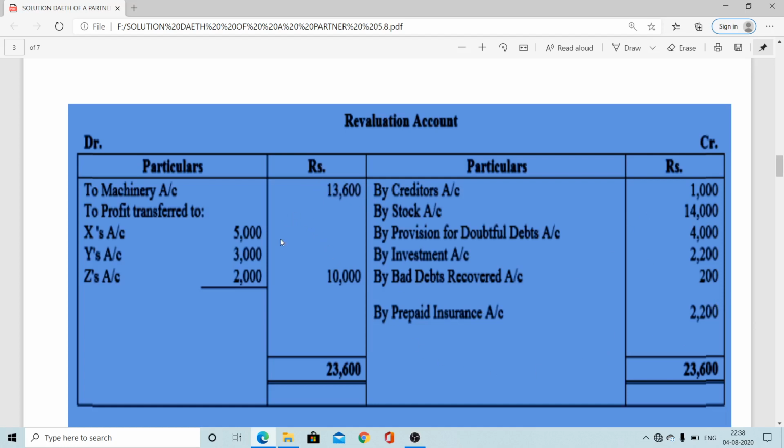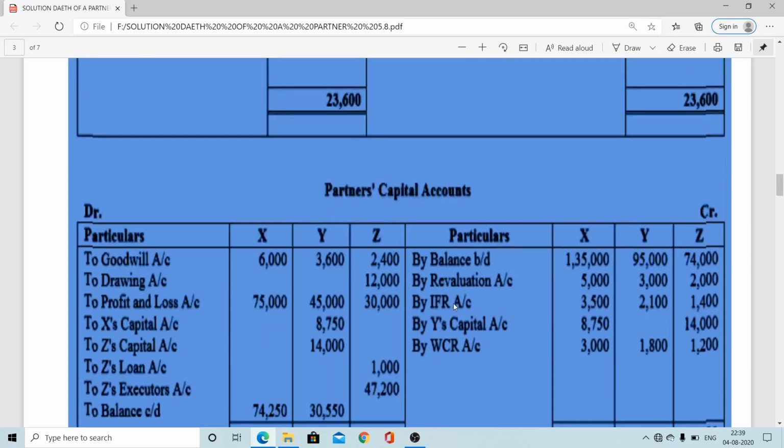Credit side is more than the debit side by rupees 10,000. That is called profit on revaluation, and that will be transferred to all partners including Z also: 5,000, 3,000, 2,000.